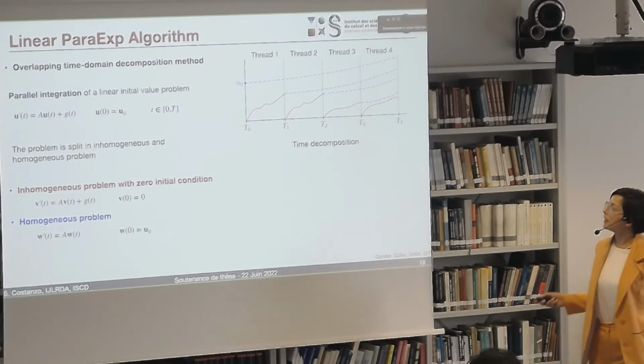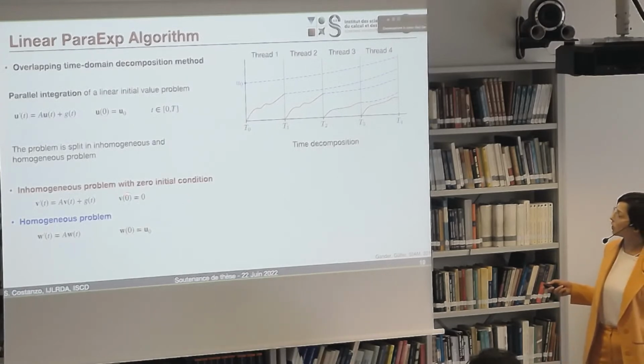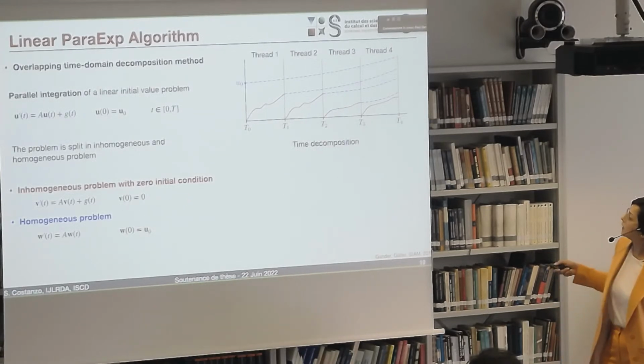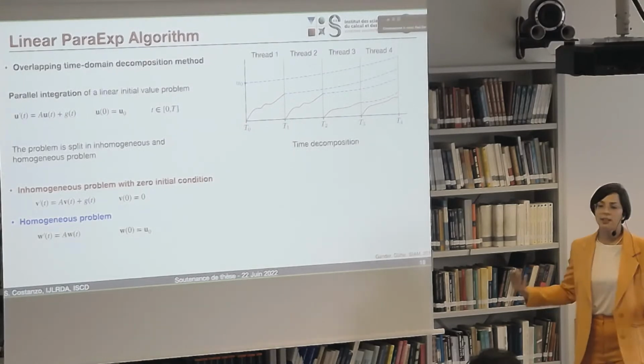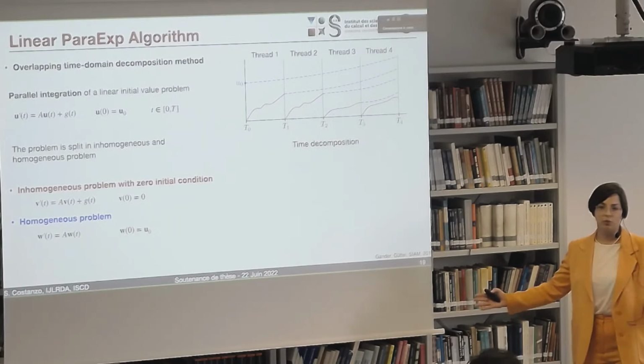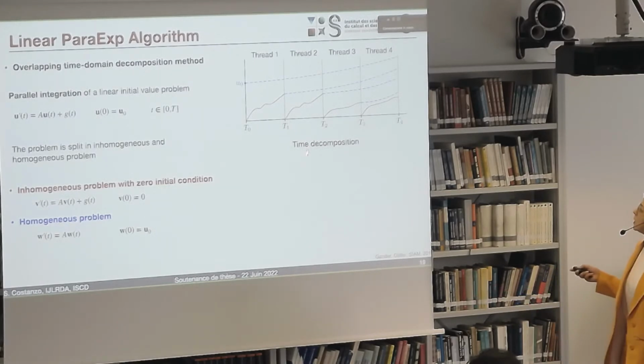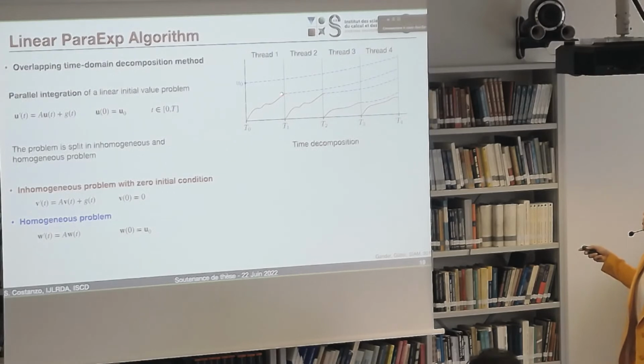So notice that the inhomogeneous problem is with 0 initial condition, meaning that the problems here in red can start to be integrated at the same time on different processors. Once we get to the boundary, then the last time solution of the inhomogeneous problem is used as initial solution to solve the homogeneous. Okay?